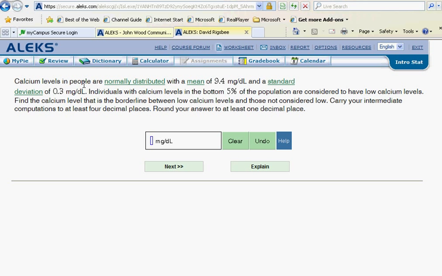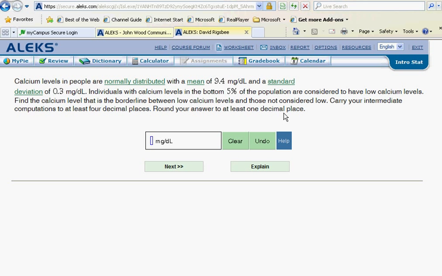Calcium levels in people are normally distributed with a mean of 9.4 milligrams per deciliter and a standard deviation of 0.3 milligrams per deciliter. Now, individuals with calcium levels in the bottom 5% of the population are considered to have low calcium levels. Find the calcium level that is the borderline between low calcium levels and those that are not considered low. Carry your intermediate computations to at least 4 decimal places and then round to 1 decimal place.